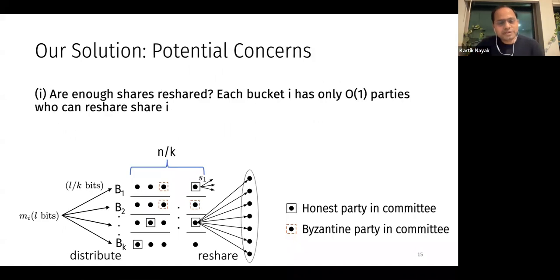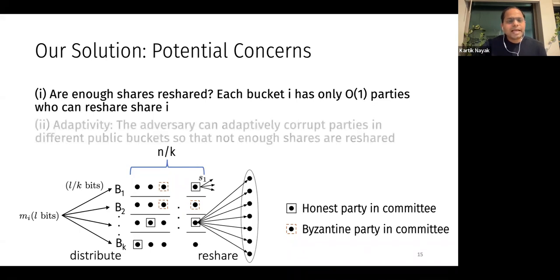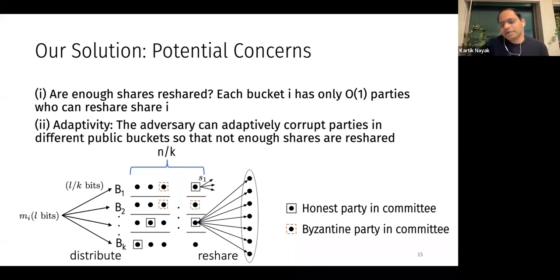But if you're thinking through this, you may wonder, are there potential concerns here? In particular, we are electing one committee of size order kappa, which means each bucket i has in expectation only order 1 parties who can reshare i. And because of the stochasticity, there may be buckets which have no honest parties, and there may be buckets which have only Byzantine members in them. Moreover, the adversary can perhaps adaptively corrupt parties in different public buckets so that not enough shares are reshared.